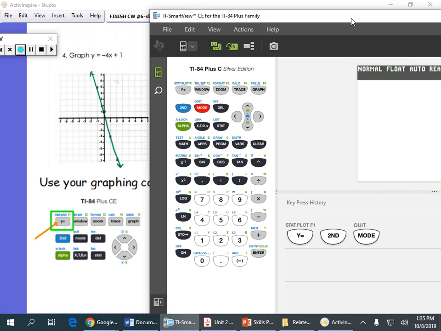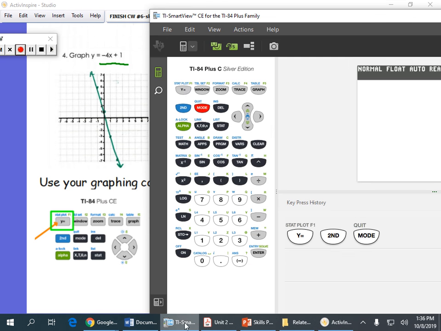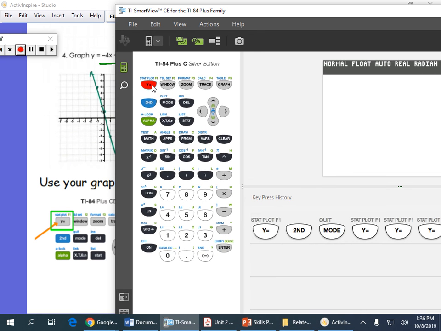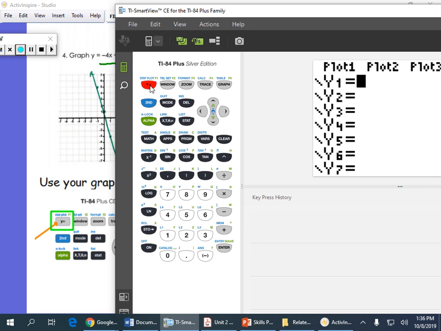So if I want to graph this first equation here, -4x plus 1, I go to y equals, and type 4. Why is this not working? Let's see what happens now. Here we go. Y equals. So we'll do 4x. Notice this is next to alpha. And then, oh, it's supposed to be negative. Negative is this button down here next to the decimal point.